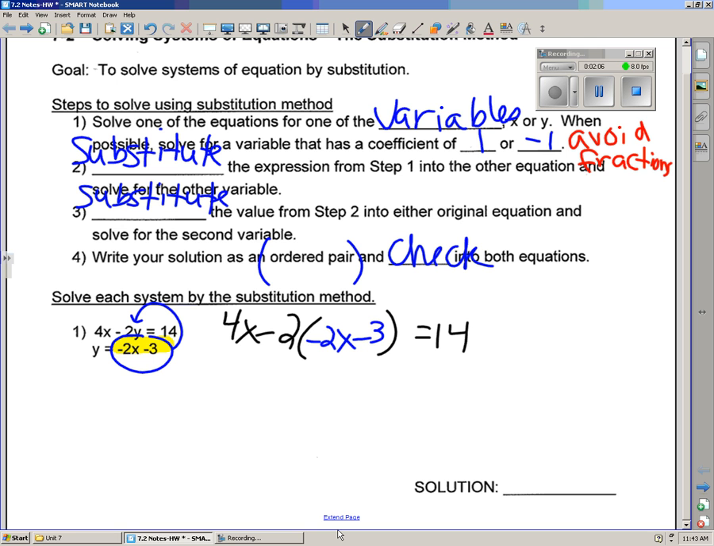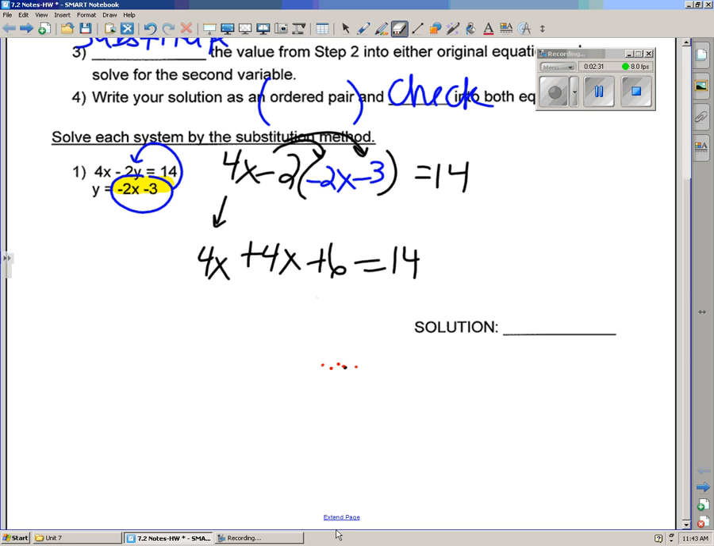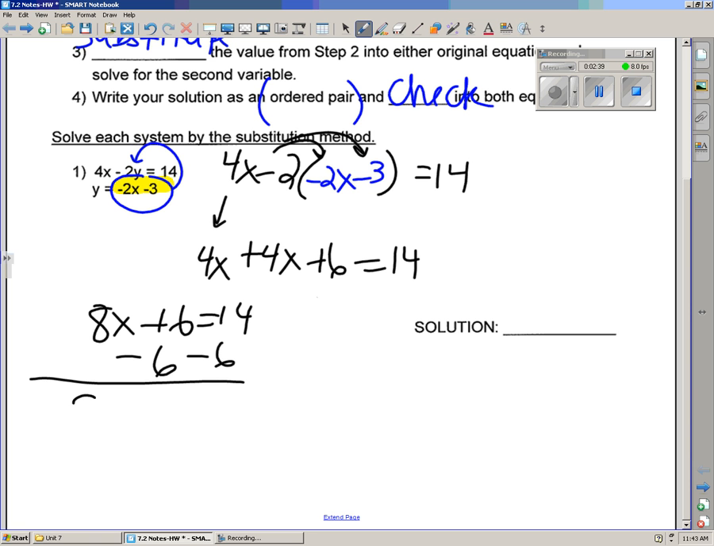Now you have to distribute up top. So I've got this 4x comes down. When I distribute into the parentheses, I get another 4x. Distribute again, plus 6 equals 14. Then you're going to combine like terms and say 8x plus 6 equals 14. Subtract 6 from both sides, get 8x equals 8. Divide by 8 and get x equals 1.